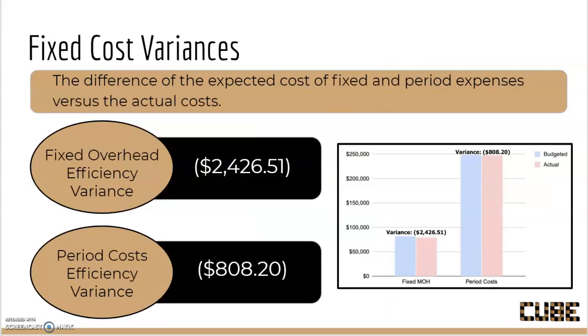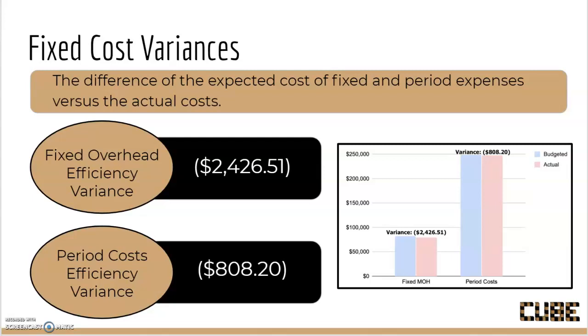Next, I will present the fixed cost variance. This is also managed by the production department. The difference of the expected cost of fixed and period expenses versus the actual cost. The calculation of fixed overhead efficiency was made by difference between budgeted fixed manufacturing overhead and actual manufacturing overhead. Therefore, it is negative $2,426.51, so it is unfavorable.